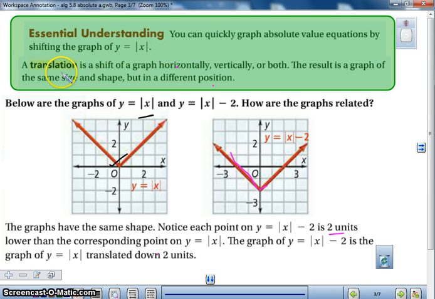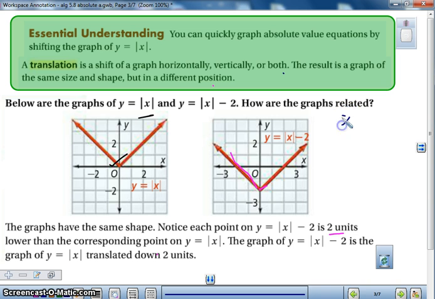We can translate it. That means to shift the graph, it could be a horizontal shift, it could be a vertical shift, or it could be both. The resulting graph is going to be exactly the same size, shape, but a different position. So here you get to see the absolute value of x and the absolute value of x minus 2.